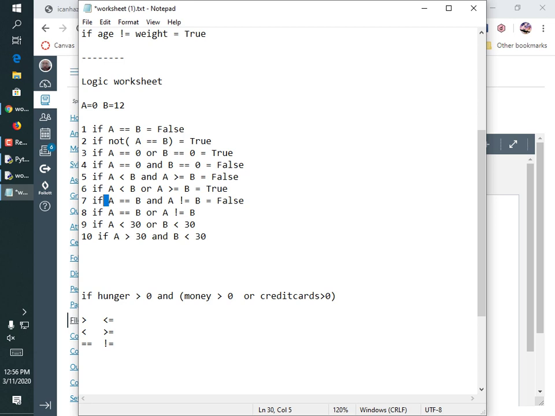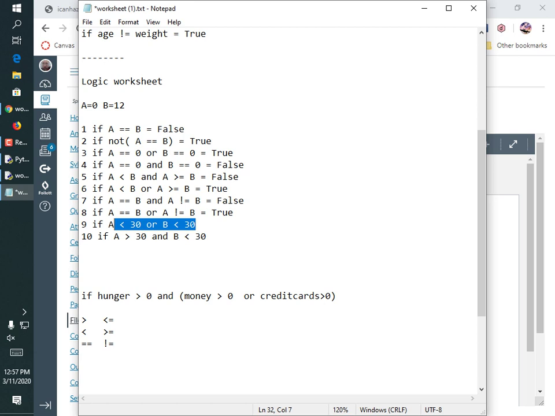Like this, right? Is A equal to B? No. Is A not equal to B? It's true that they are not equal. Or means only one of them has to be true. So that's yet another one of those things that's always either true or always false. It's a poor expression.